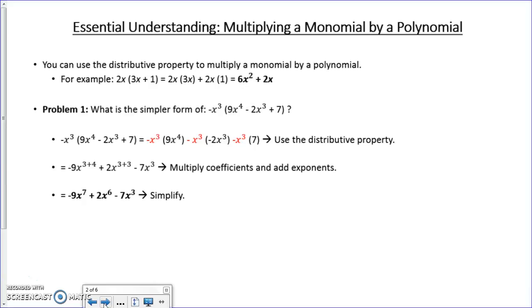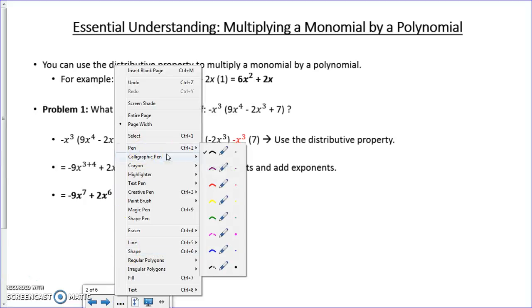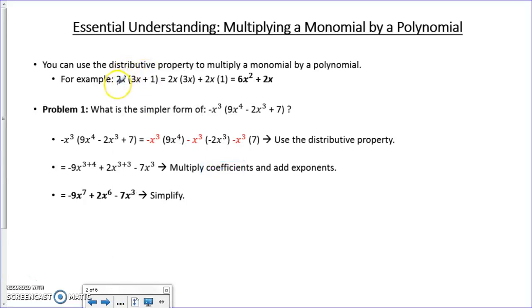Essential understanding. Multiplying a monomial by a polynomial. You can use the distributive property to multiply a monomial by a polynomial. For example, 2x times 3x plus 1. If you use the distributive property, you're going to multiply 2x times 3x and 2x times 1. So 2x times 3x plus 2x times 1. 2x times 3x is 6x squared. 2x times 1 is 2x, so 6x squared plus 2x.